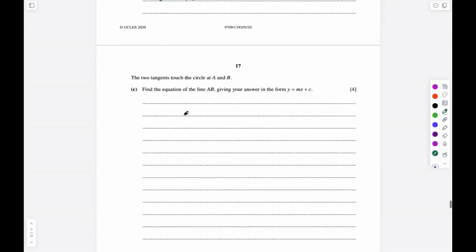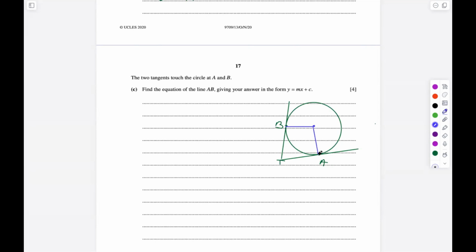In part C, it says find the equation of the line AB, giving your answer in the form y equals mx plus c. So again, to understand this, we'll make the circle over here, the tangents, the point T over here. Let's make the two tangents again. And we have to find the equation of the line AB. So let's say this is the point A, this is the point B, as the tangents are touching the circle at points A and B, and this is the center of the circle, which is C.